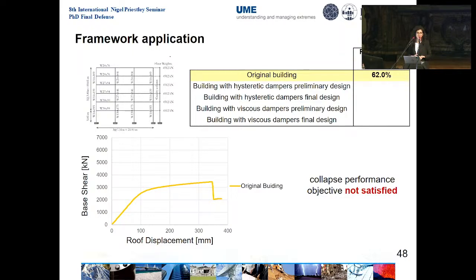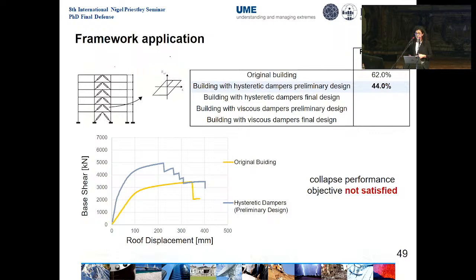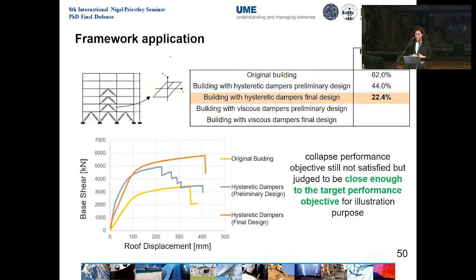Now, first, we assess the performance of the original building, so this is the pushover curve that we obtain, and we obtain a very large value of probability of collapse at maximum credible earthquake equal to 62%, which was definitely above the performance objective. So we perform a preliminary design of the hysteretic dampers, and just with the preliminary design, we reduce this probability to 44%, but still too high compared to the performance objective.